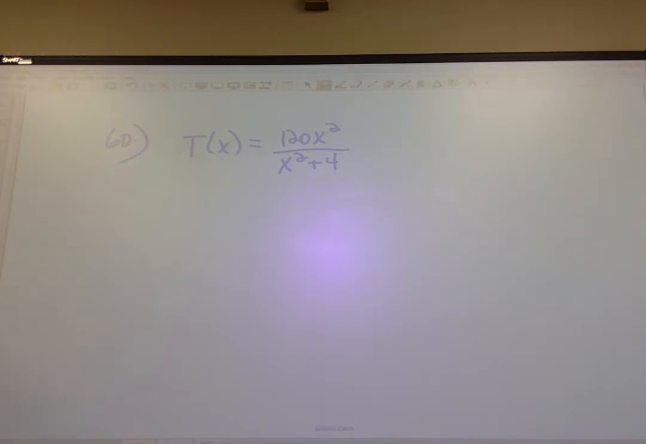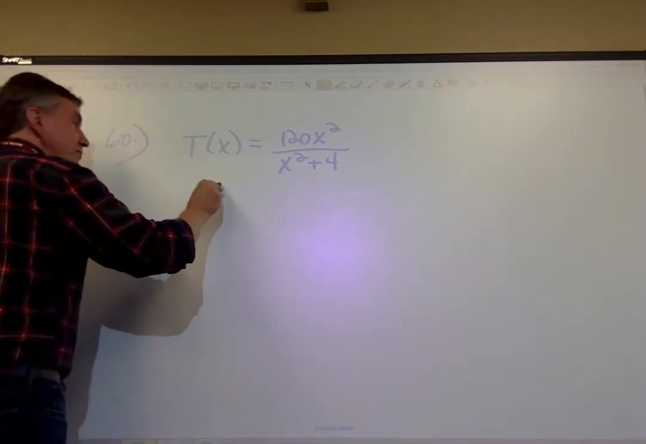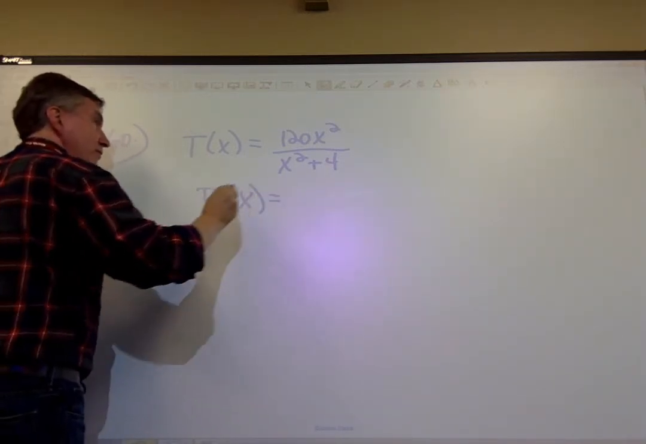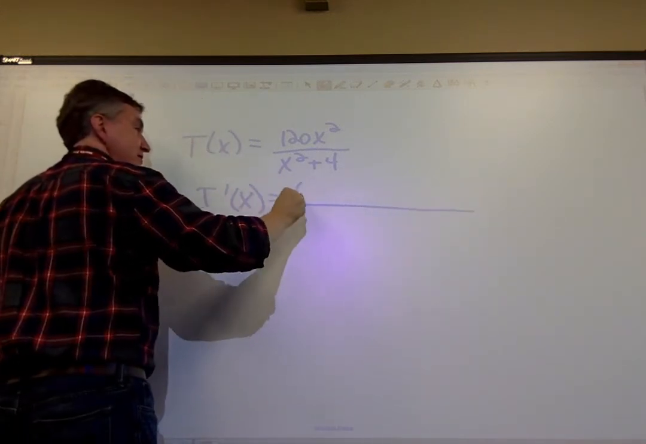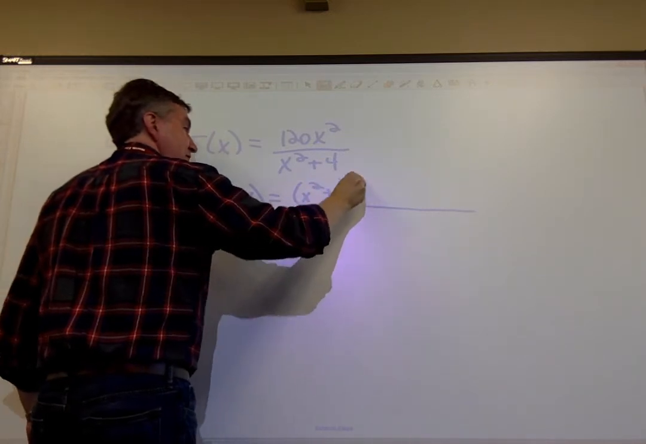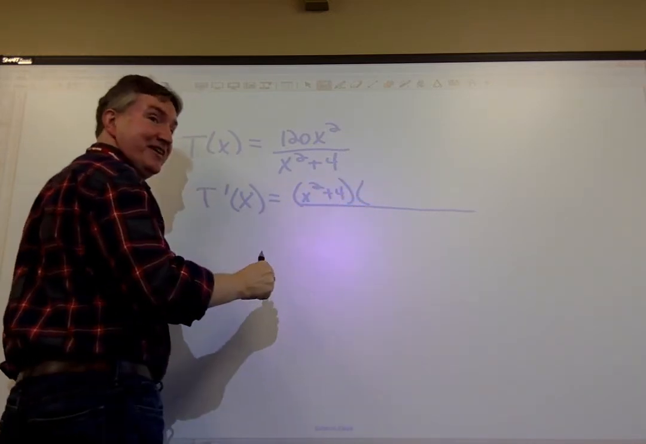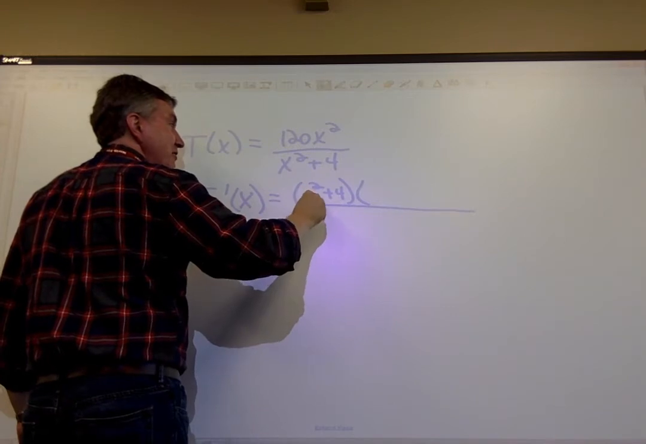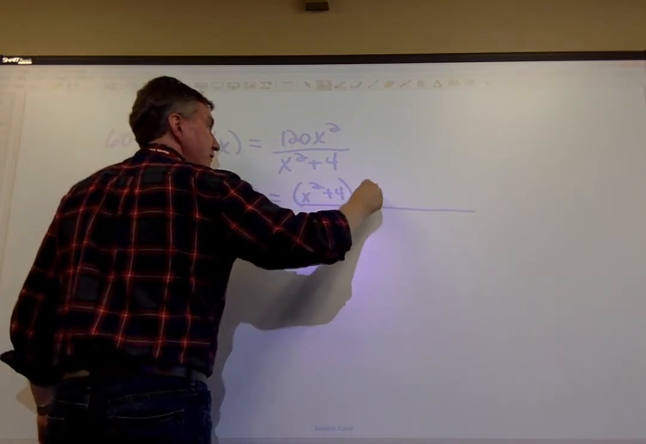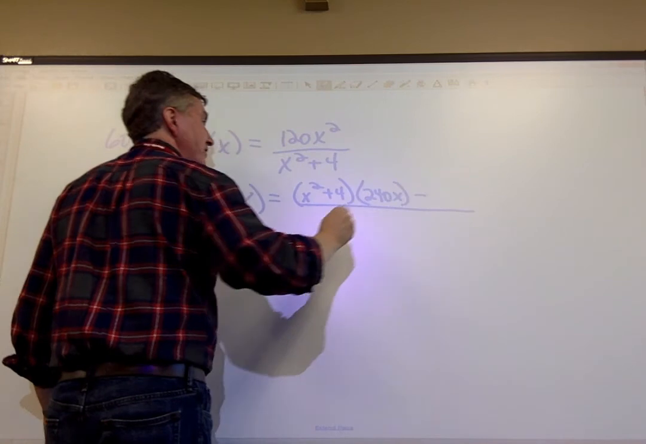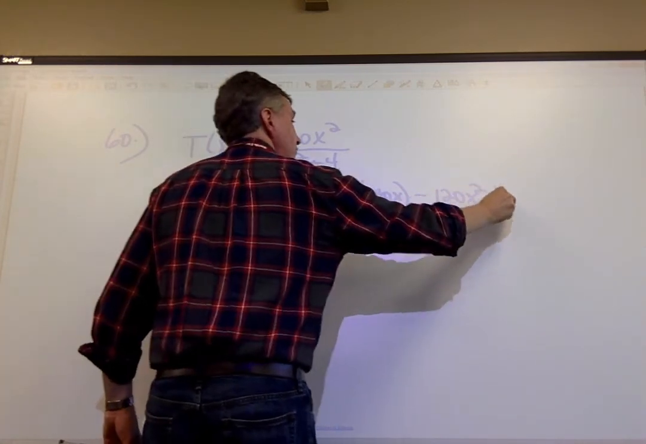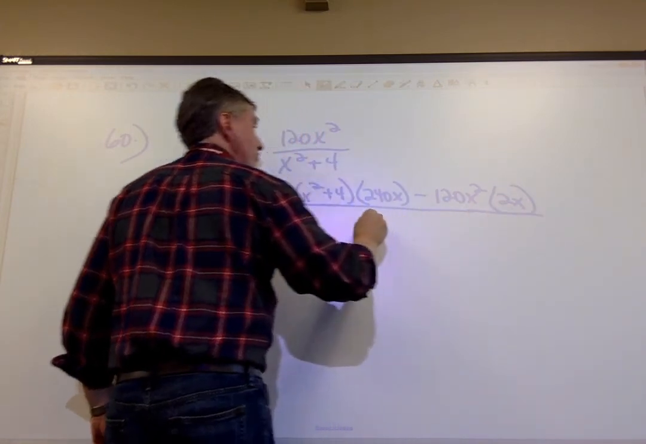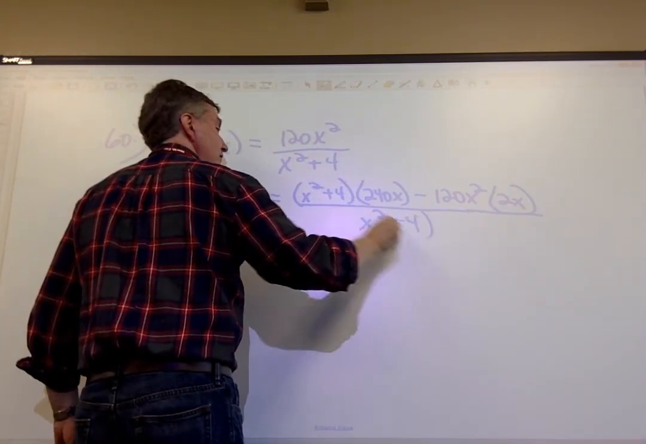But let's see. It says, how fast are the receipts changing? Well, I need to find T prime. And once again, you're going to know this so well, aren't you? Denominator. I forgot the first. Is that it? Yeah. Denominator times derivative of numerator minus numerator times derivative of denominator over the same old thing.